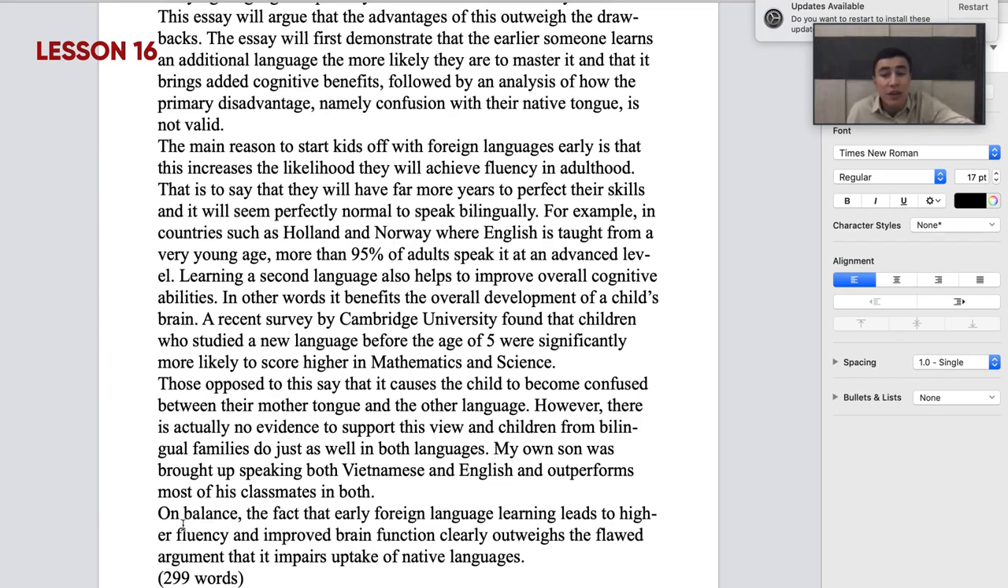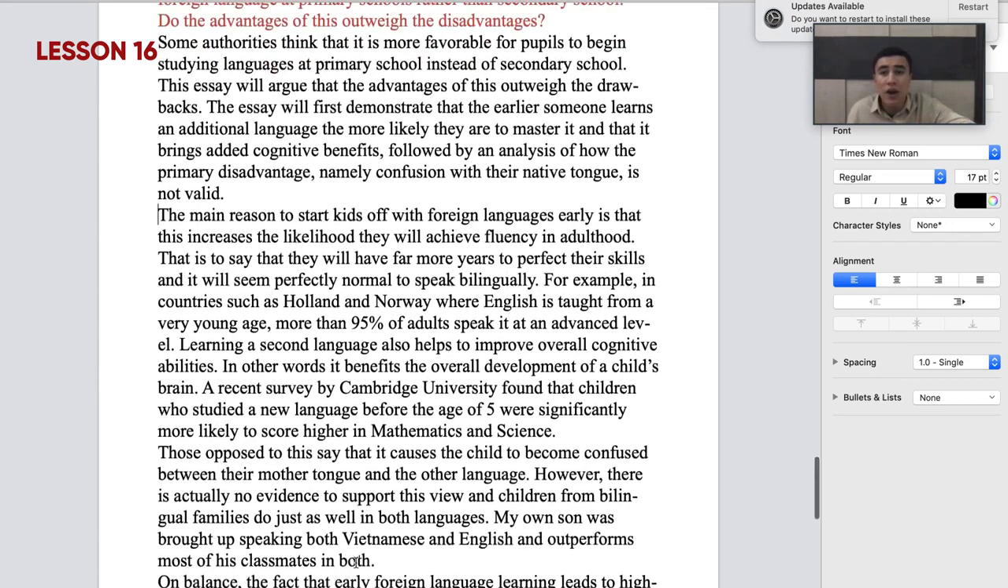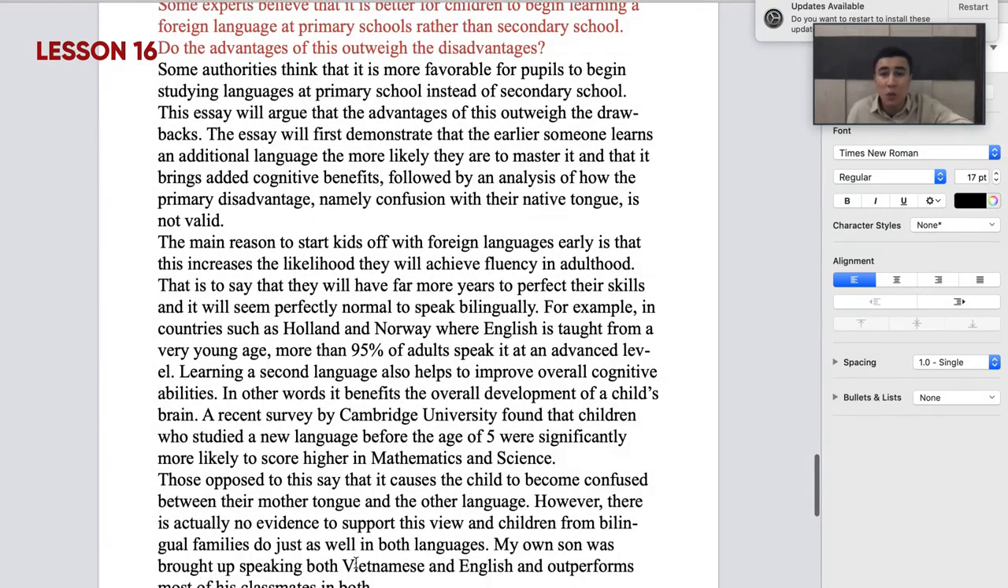Okay, our conclusion: on balance, the fact that early foreign language learning leads to higher fluency and improved brain function clearly outweighs the flawed argument that it impairs uptake of native language. We are restating our opinion. Okay, guys? I hope this sample answer was clear to you.